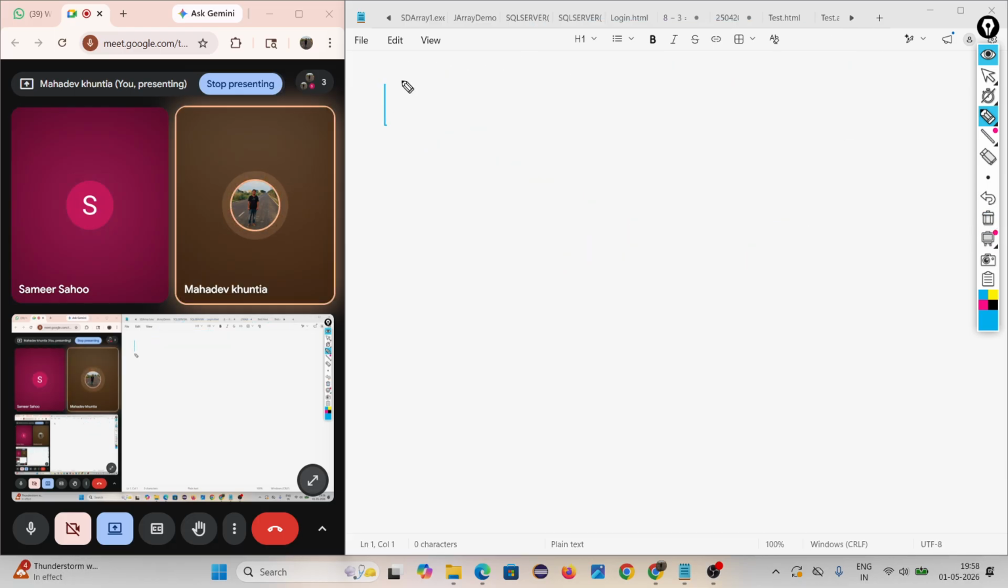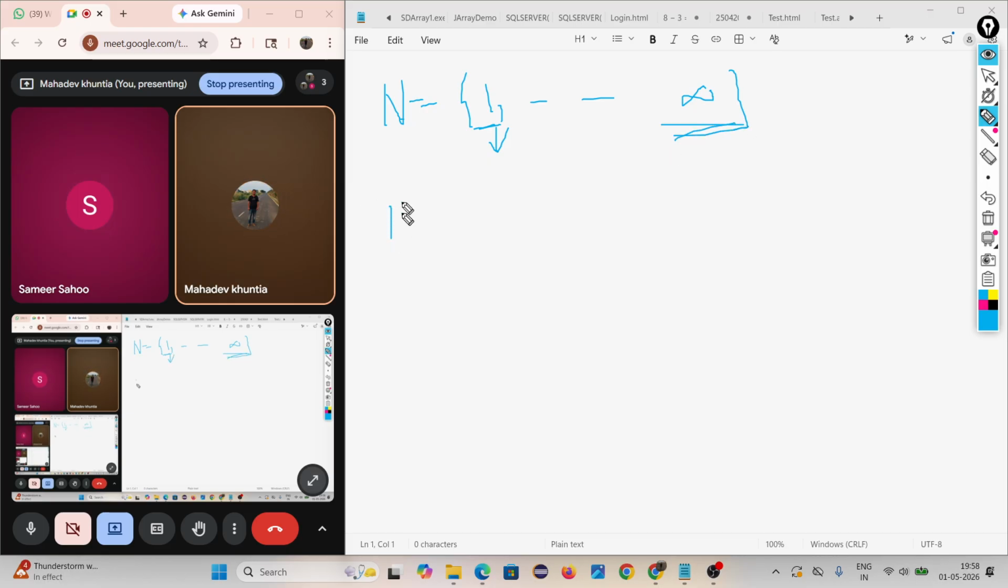The natural numbers are denoted by n, starting from 1 and ending at infinity. What is the smallest natural number? 1. The largest I cannot say. Whole numbers are natural numbers including 0. 0 is the smallest whole number. Infinity is, I cannot say, the greatest number.